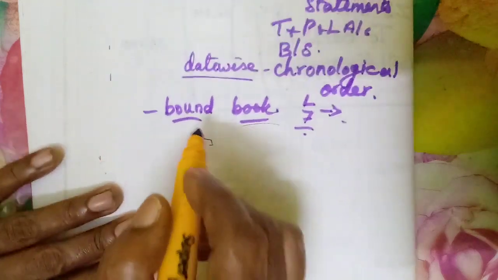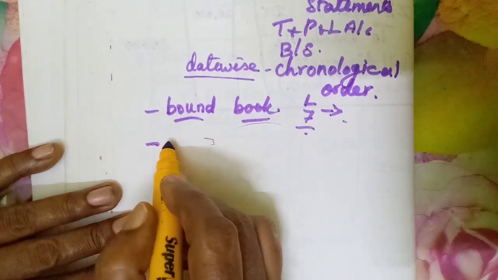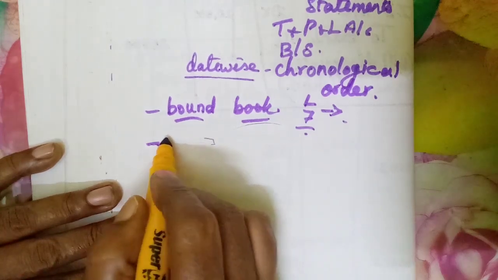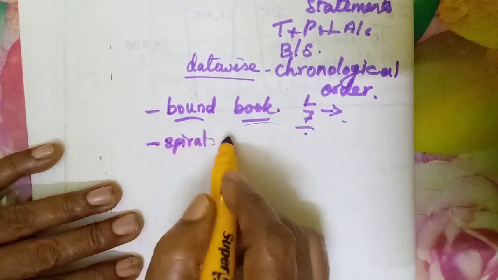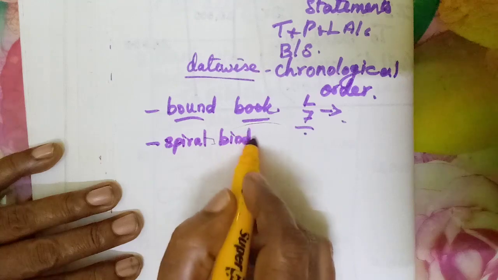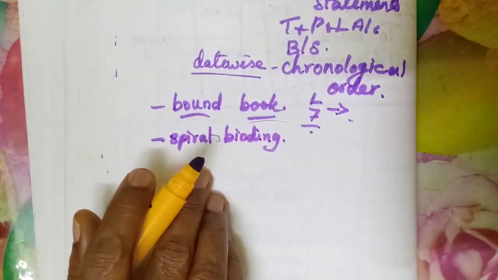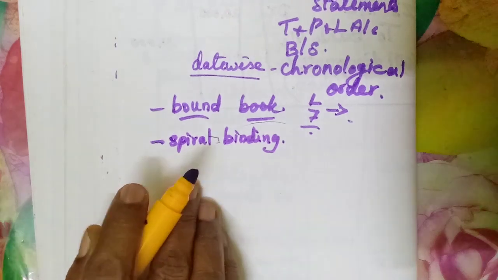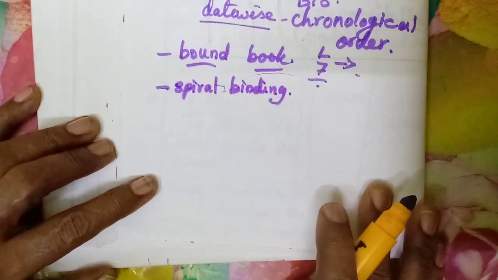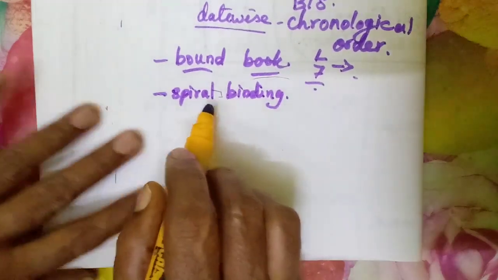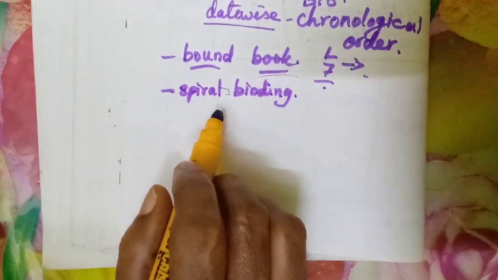Either they can use the bound book, or loose pages can be attached in spiral binding books. The pages can be added, it will not be bound, it will be like loose pages only. Whatever pages we need to attach, we can attach along with that book. In a bound book, we cannot add any more pages. That is the difference.